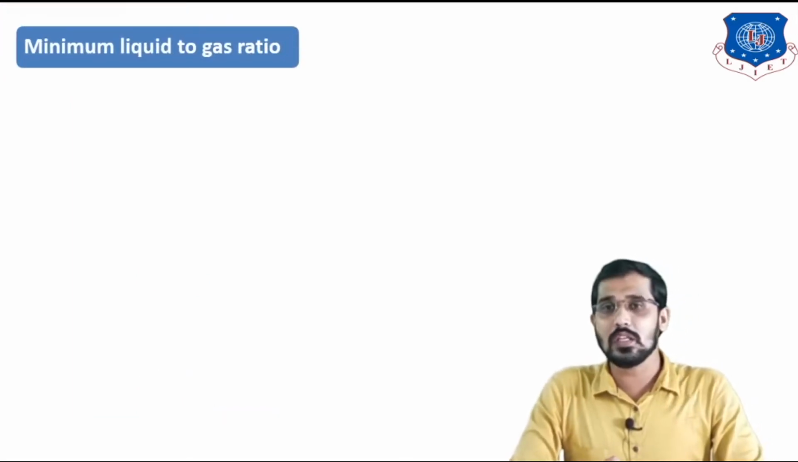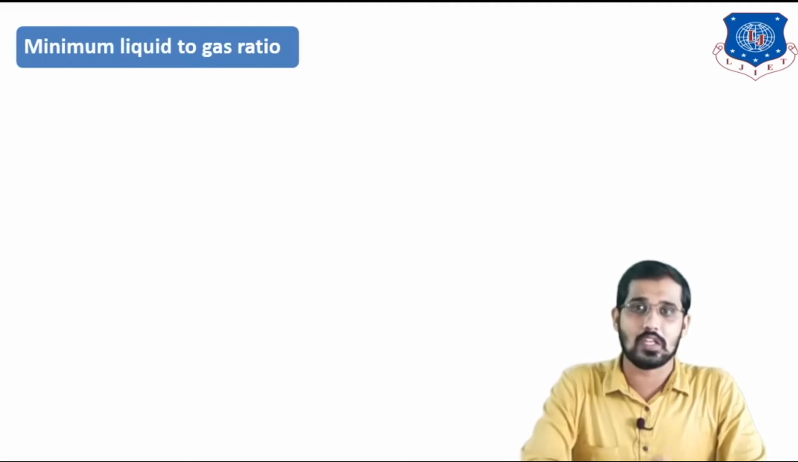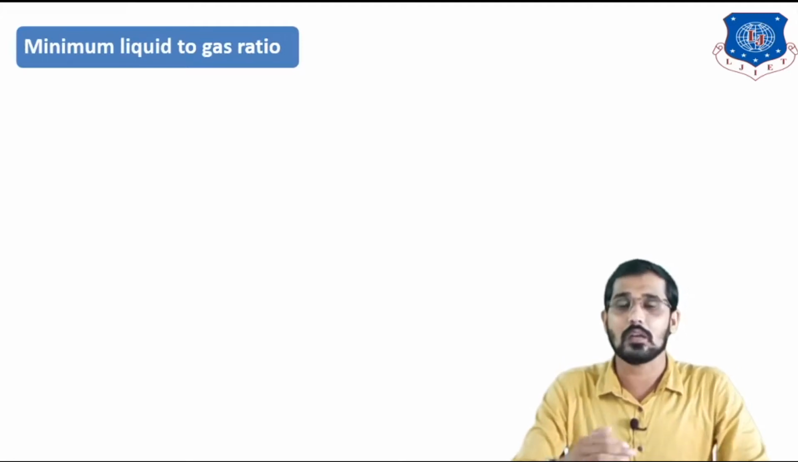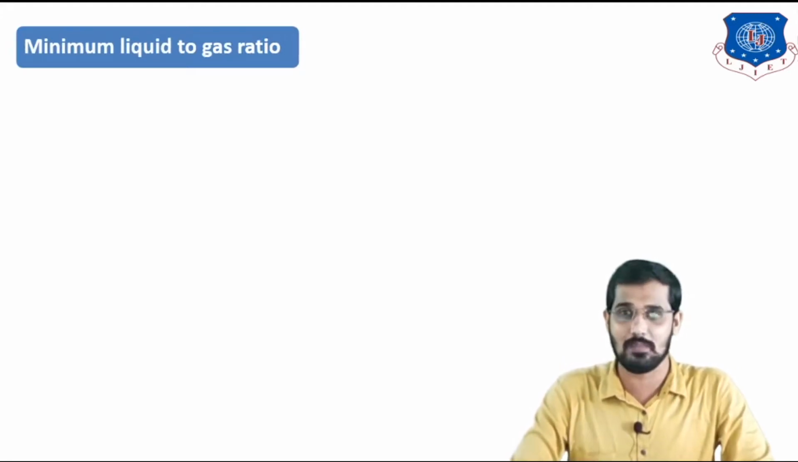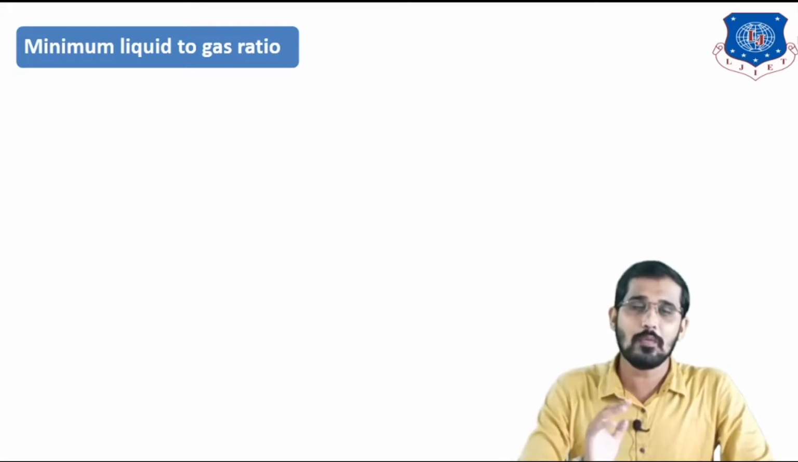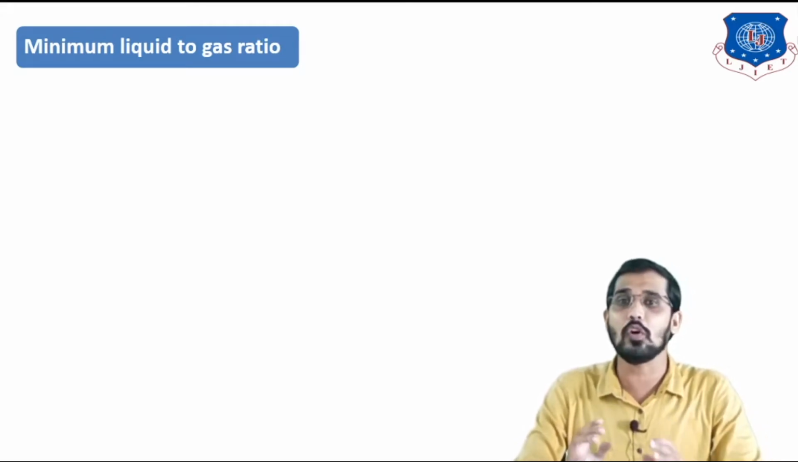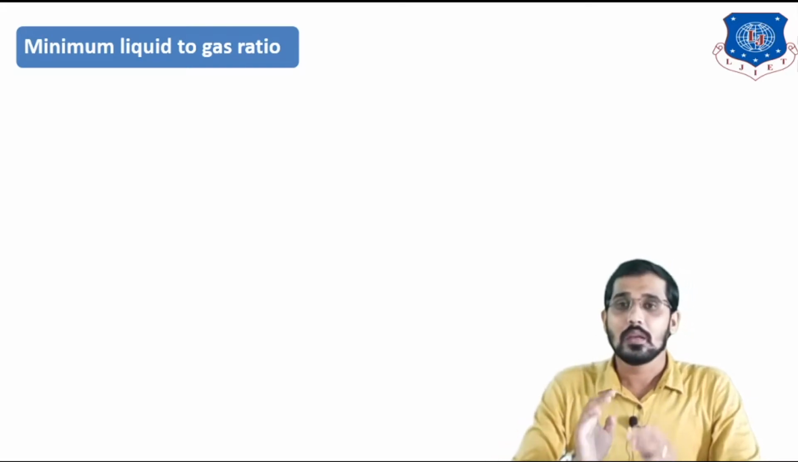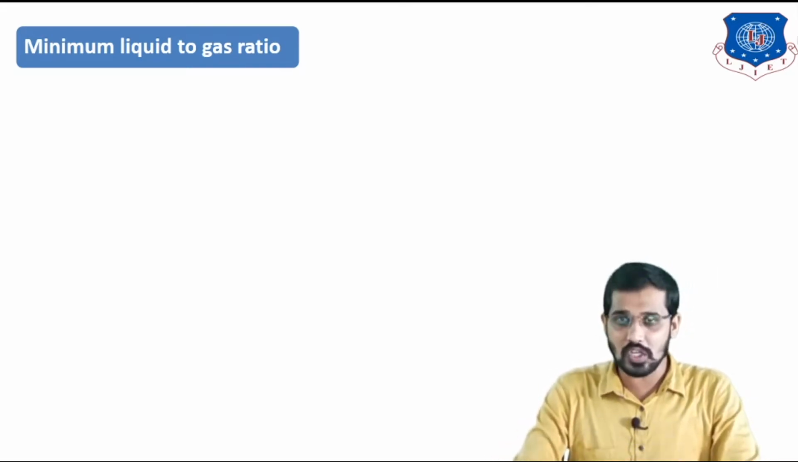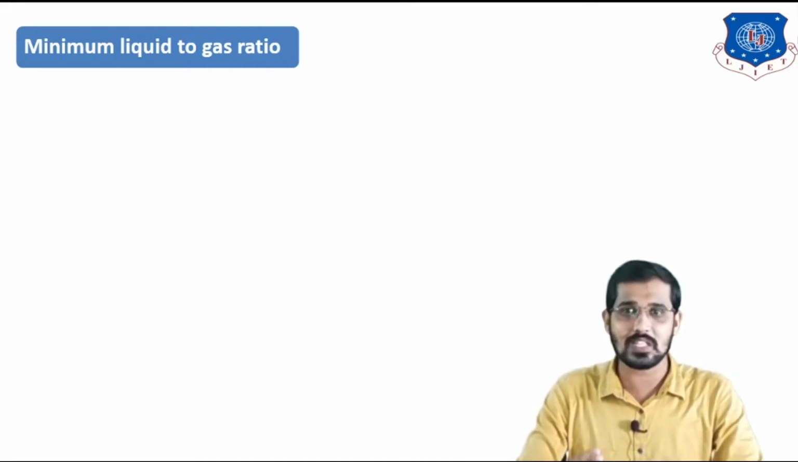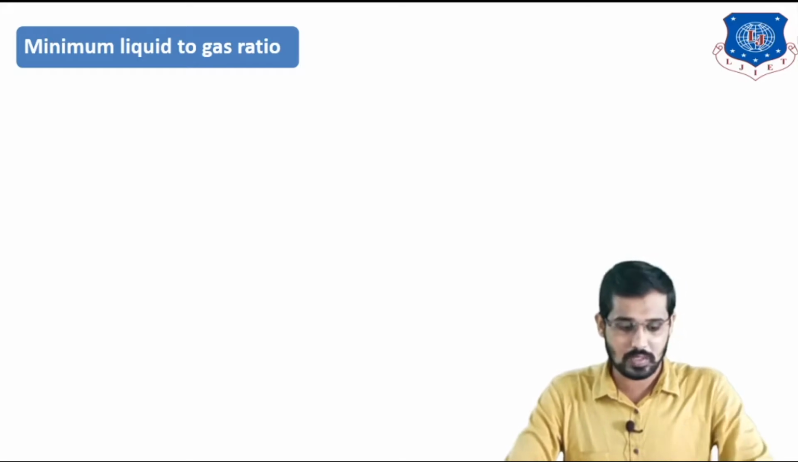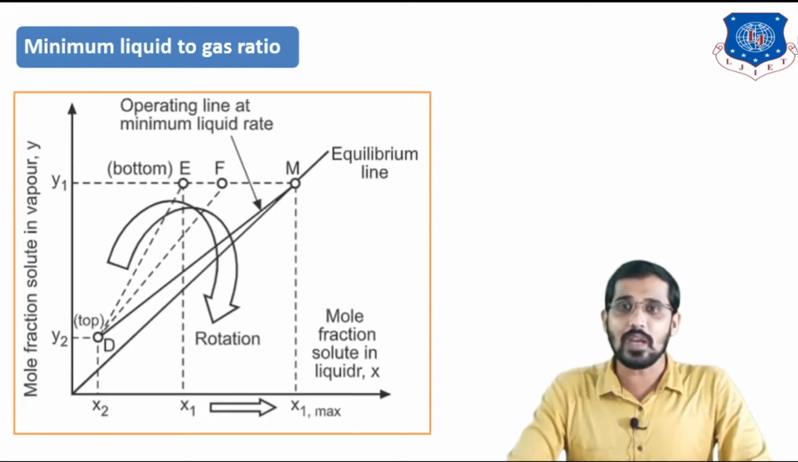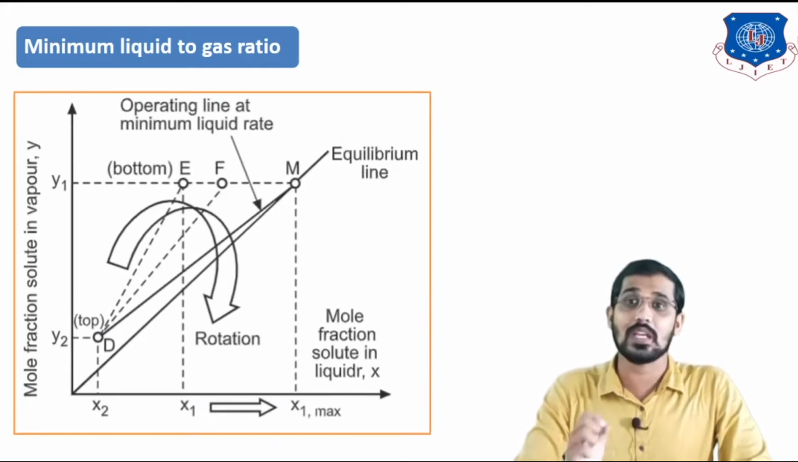Now we are going to see the minimum liquid to gas ratio, means we are going to study the effect of the flow rate of the liquid stream on gas absorption. But before that, you should know the meaning of gas absorption. I told you in previous lectures as well, gas absorption is a separation technique in which we remove one of the components from the gaseous mixture by using a liquid stream. So you can see this is the effect of the liquid flow rate on gas absorption.